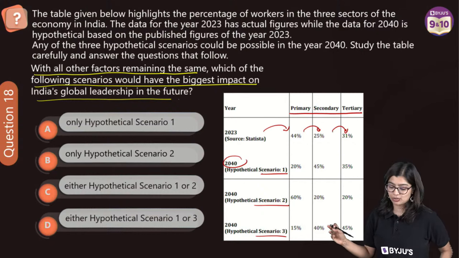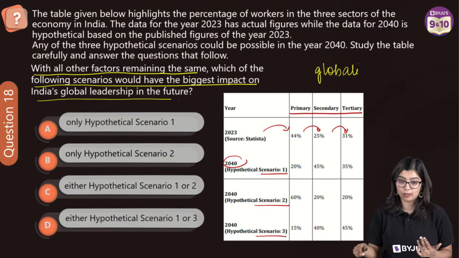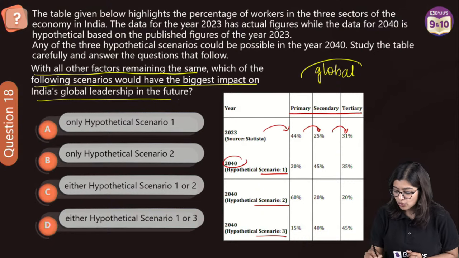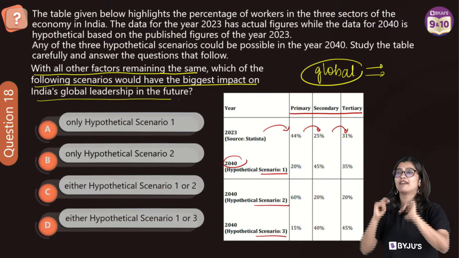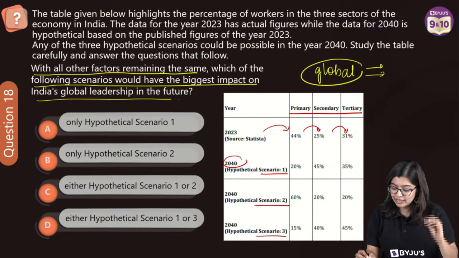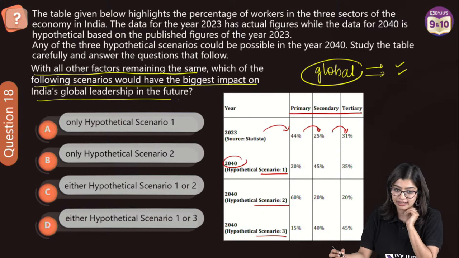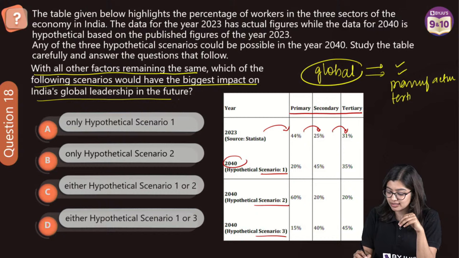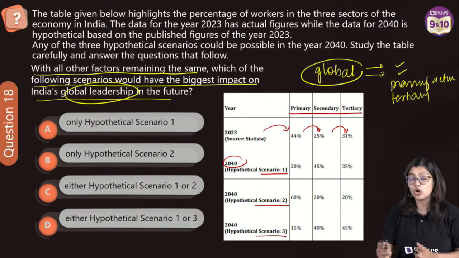Now, I told you how to interpret this question, right? If you're talking about global leadership, I'm going to take a page out of globalization. In order to be at a global standpoint where we have recognition globally, what would happen? We need to make sure that there's a lot of trade going on so that it boosts our economy. Now, in order for trade to happen, mainly there should be manufacturing of products, and of course there should be an impact in the tertiary sector, the services that we provide, so that we are able to grow globally.